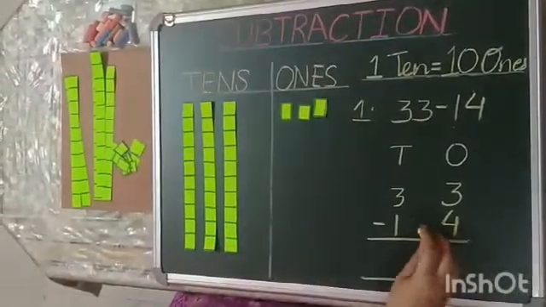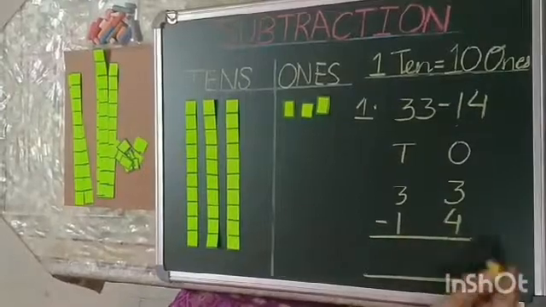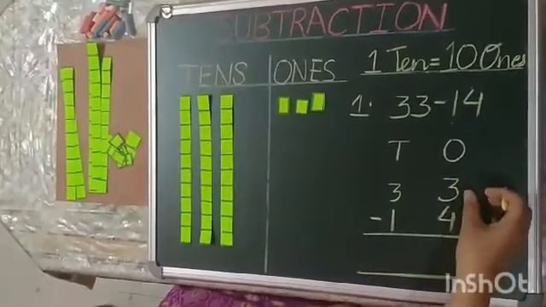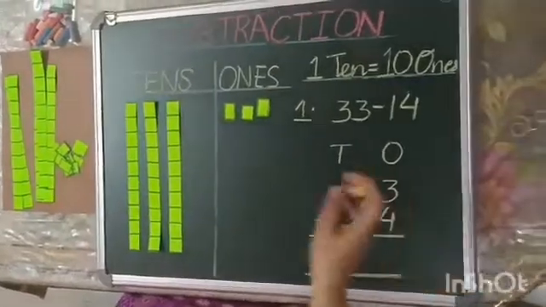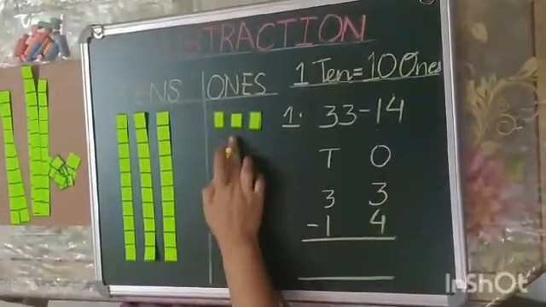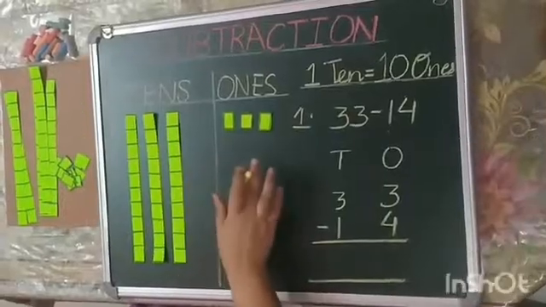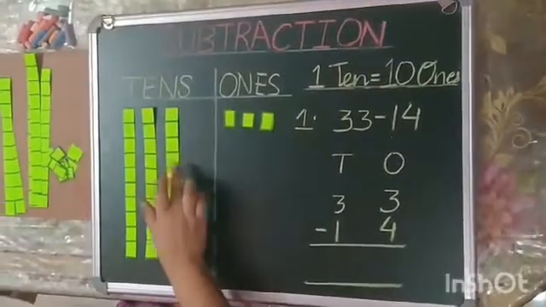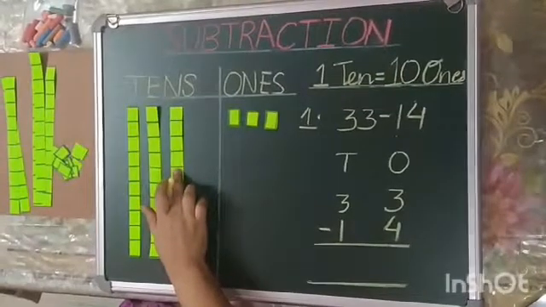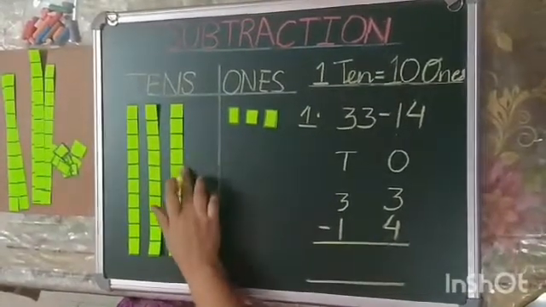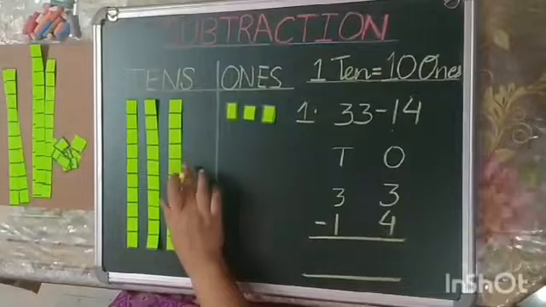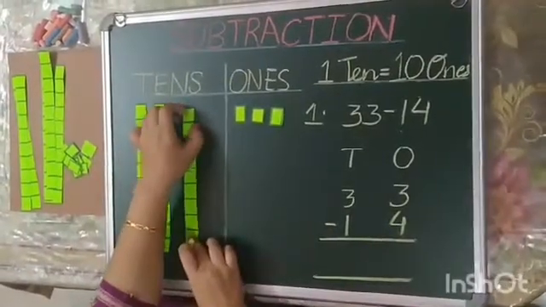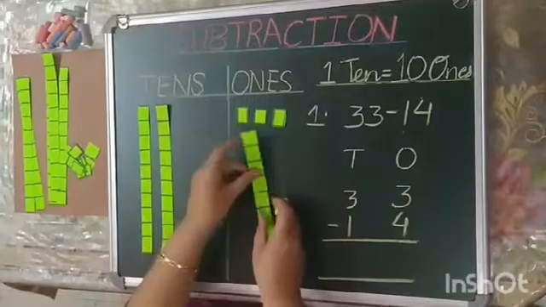Now what we have to subtract? To subtract means to take away. 4 we have to take away from the ones column. But we have 3. So we cannot take away 4. What we have to do? We will borrow 1 from here. Children, borrowing is called regrouping. Now what we have to do? We will take 1 ten from here and put it here.